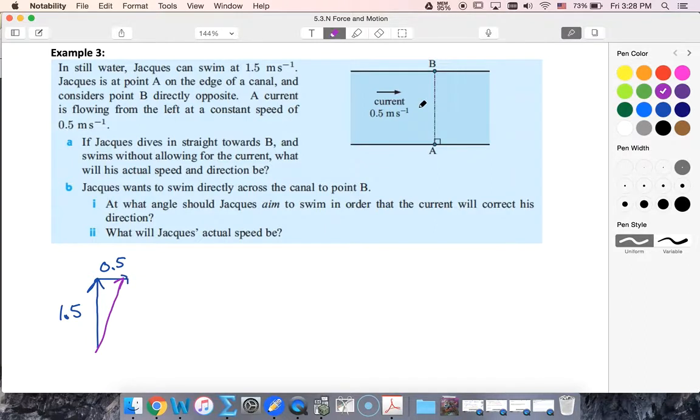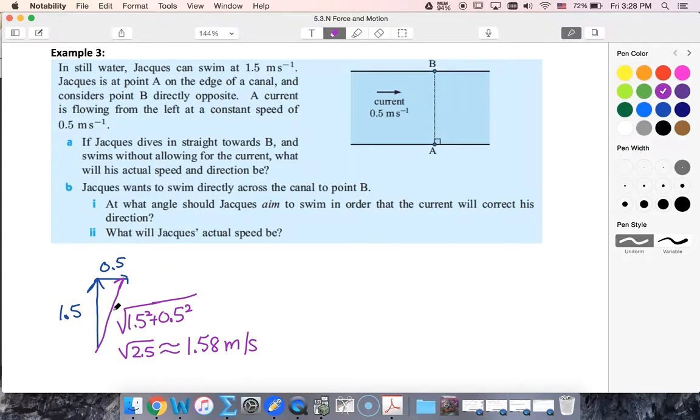He's going to end up swimming towards the right. So we can find this resultant using Pythagorean theorem. So we're going to have root 1.5 squared plus 0.5 squared. I've already got the answers in front of me, so I can tell you that that's going to be the same as root 2.5, which is approximately 1.58 meters per second. So he's going to get faster, or he's going to appear to be going faster.